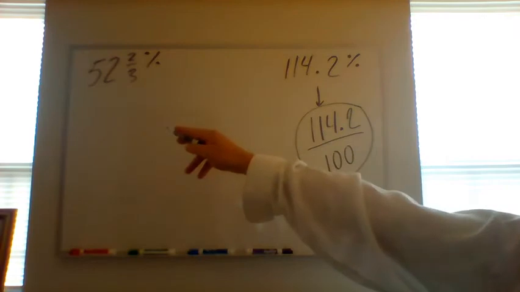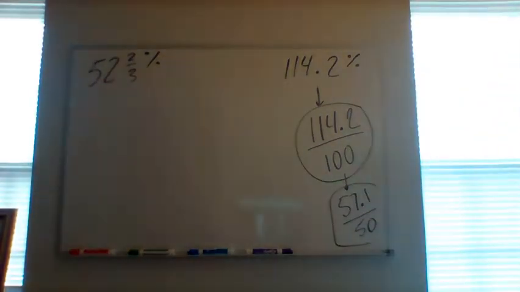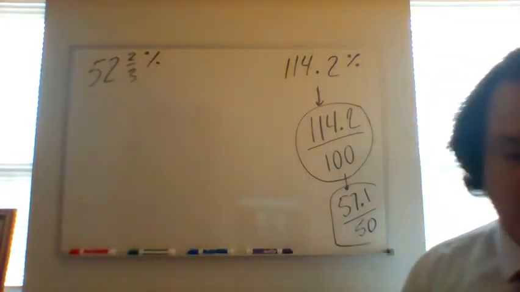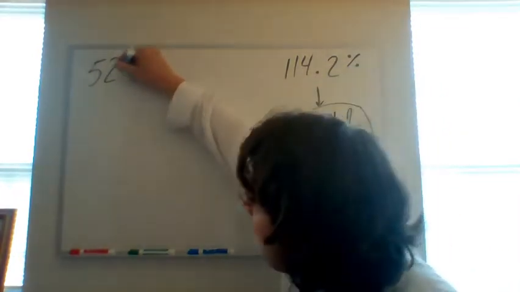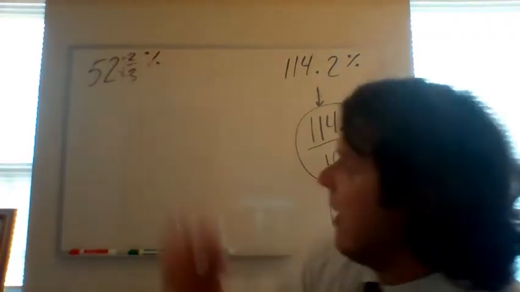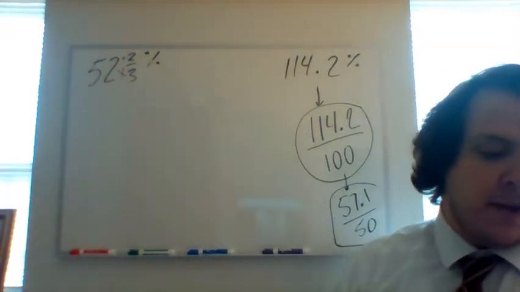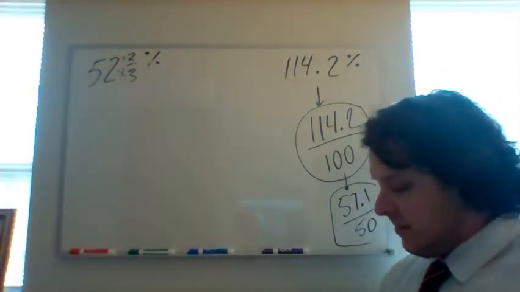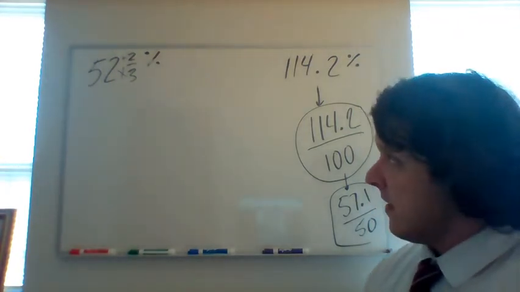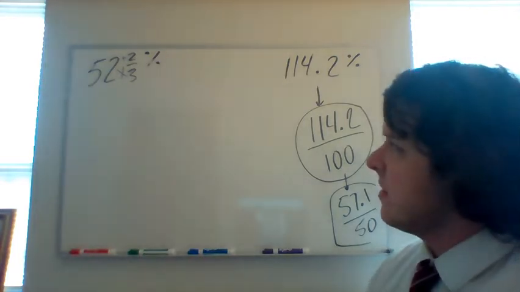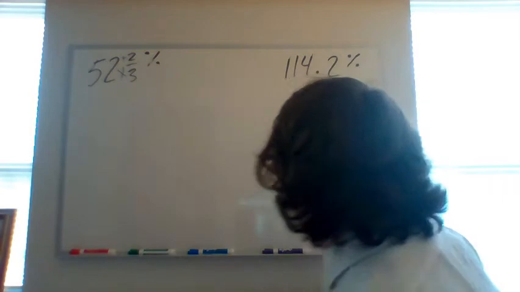If we look at 52 2/3 over here, though, the problem is it's a mixed number, okay? So if we see a mixed number, let's turn it into an improper fraction first, right? We need to say 52 times 3, right? Because that's how we do it, and that gives me 156, okay? And then I say plus 2, and that gives me 158.